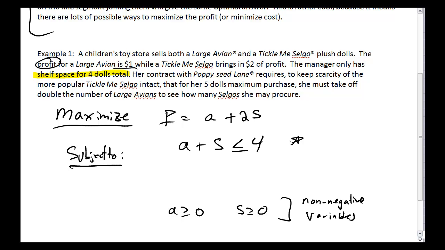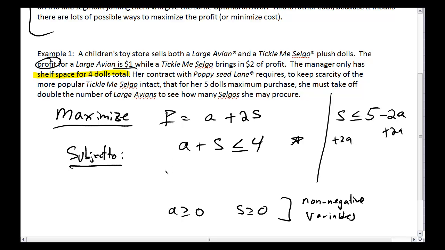And then there's this other thing. We're going to kind of work it out here on the side. To keep the Selgo's popularity intact, for every 5 dolls that she purchases from the Poppy Seed Lane, we have to take off double the number of large avians. If I solve this equation around by adding 2a to both sides of this, this tells me that 2a plus s is less than or equal to 5. So now I have my two equations that I'm restricting myself on. These are the ones that we're going to graph in just a second.